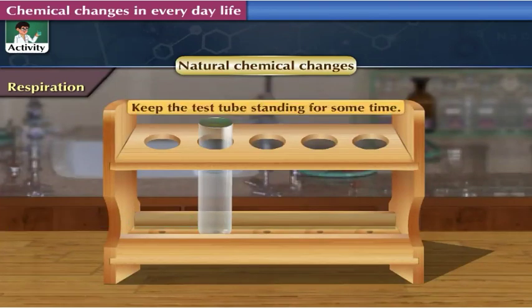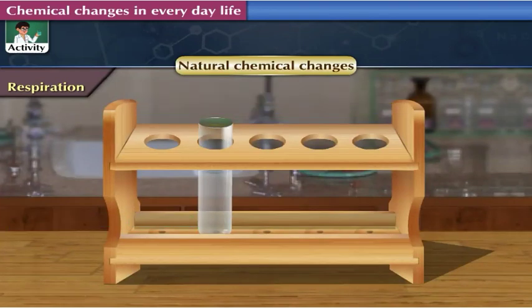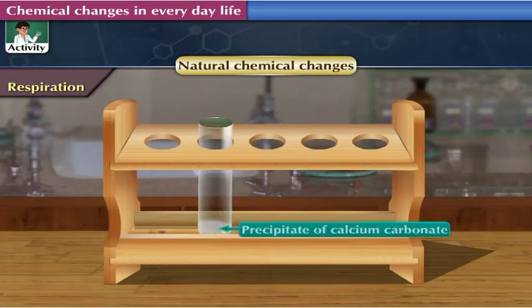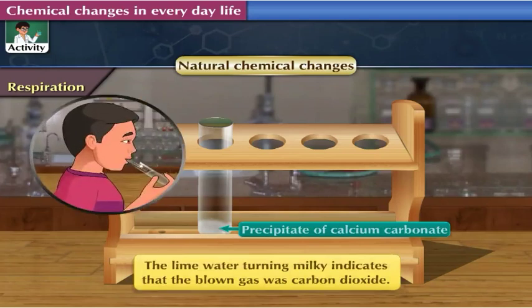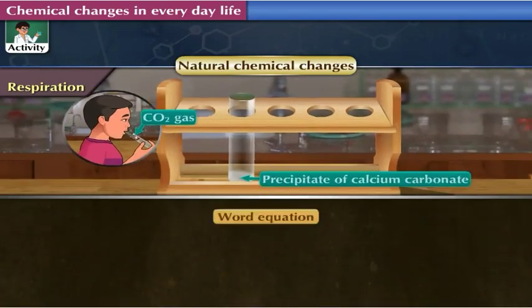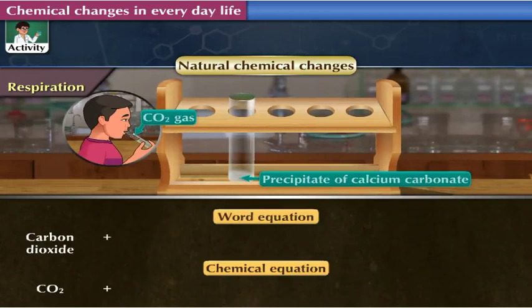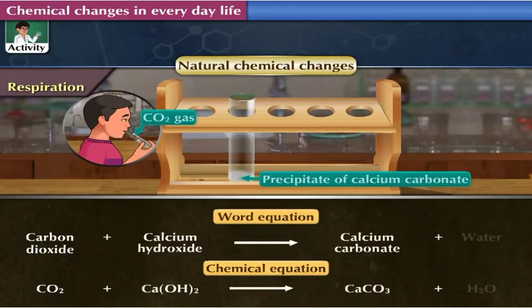Now keep the test tube standing for some time. A white, insoluble solid settles at the bottom of the test tube. This is the precipitate of calcium carbonate. The lime water turning milky indicates that the blown gas was carbon dioxide. Let us see the word equation and the chemical equation for this chemical reaction. Carbon dioxide reacts with calcium hydroxide to form calcium carbonate and water.